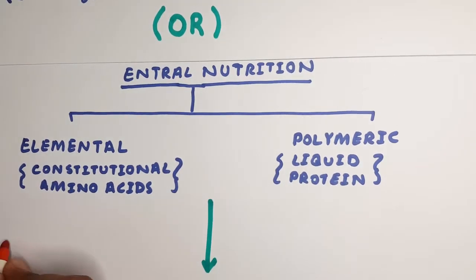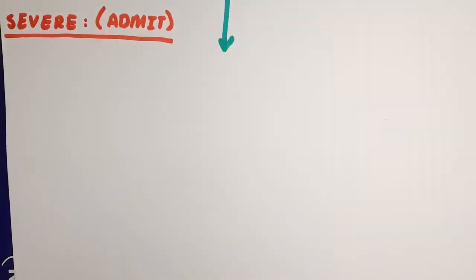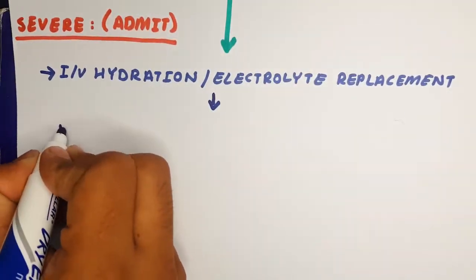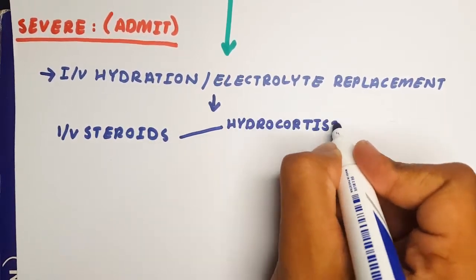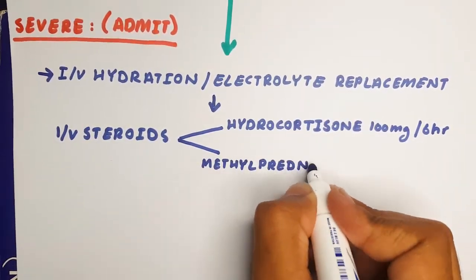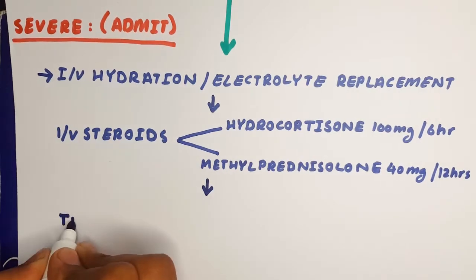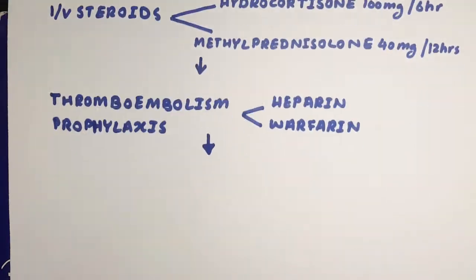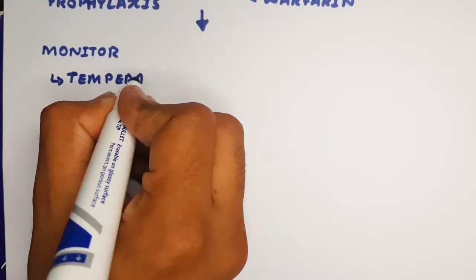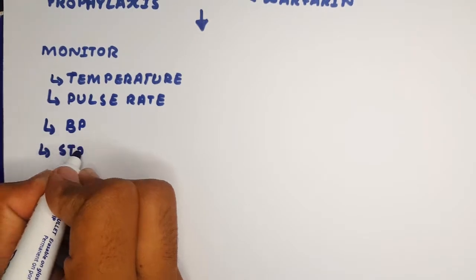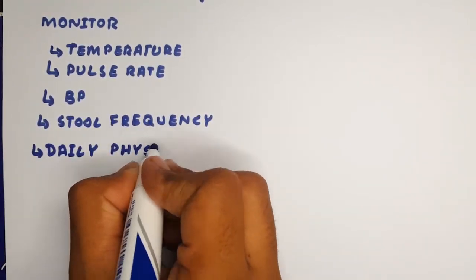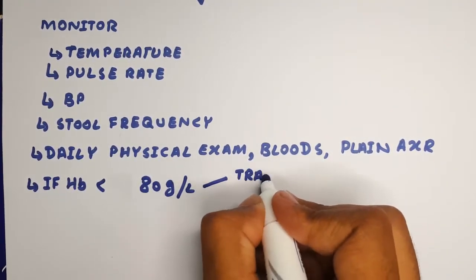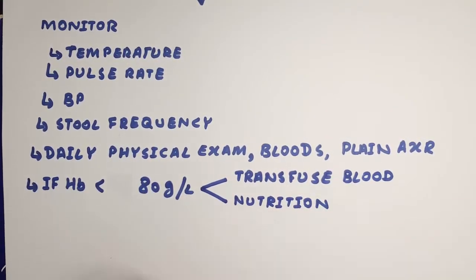If the patient still fails to respond, this is labeled as severe Crohn's and we move to aggressive IV hydration and electrolyte replacement. Then we further give IV steroids, including hydrocortisone and methylprednisolone. Then we do thromboembolism prophylaxis as the patient is more susceptible. Moving from this, we monitor the patient. We monitor their temperature, pulse rate, BP, stool frequency. We do a daily physical exam, all the blood labs, and a plain abdominal x-ray. If hemoglobin is less than 80 grams per liter, we transfuse blood and manage the nutrition properly.